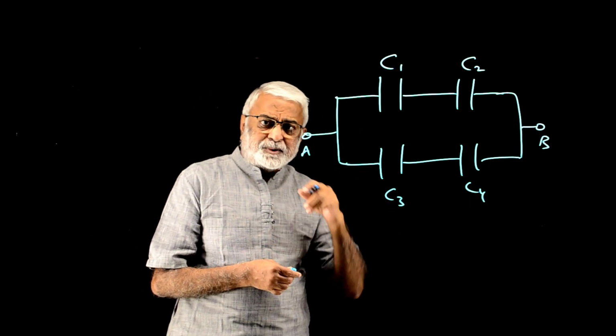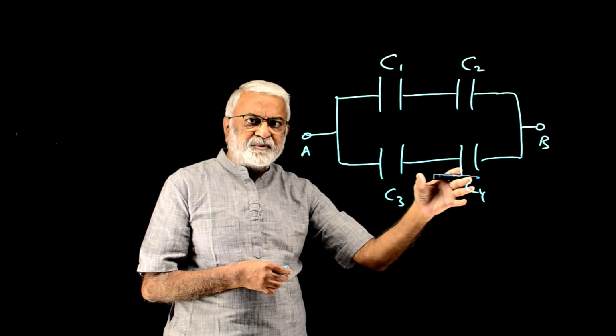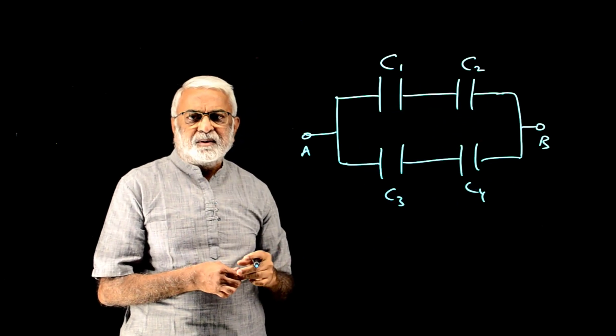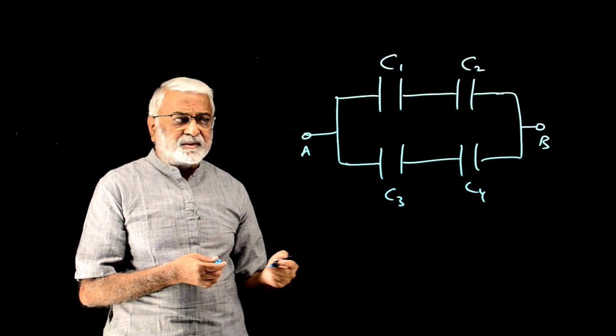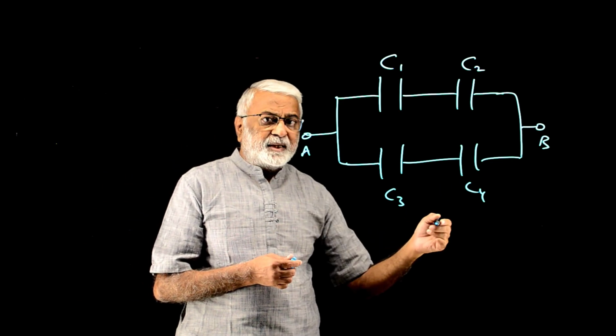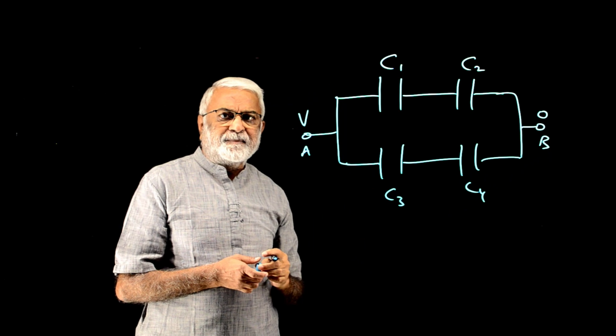Nothing difficult about this, right? This is a series connection of C1 and C2, another series connection of C3 and C4, and these two branches are in parallel. Any calculation you need to do is not going to be anything difficult. But let's consider applying a potential difference of V between A and B.